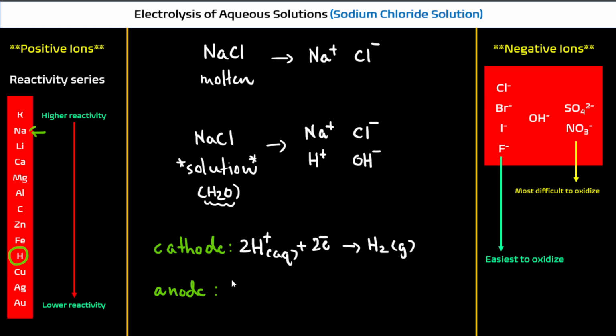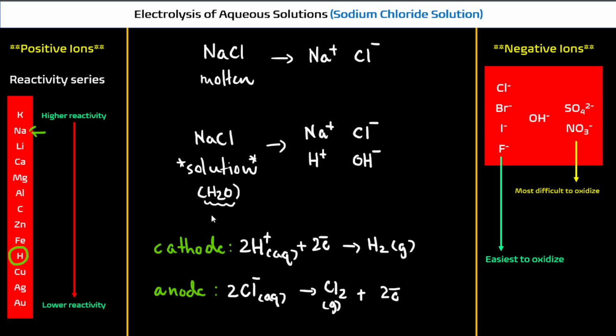this one. For the anode reaction, we are going to select Cl minus and OH minus. You should know that the halide ions are the easiest to oxidize, easier than OH minus, so Cl minus will be discharged at the anode. So the equation will look like this. And if we balance the equation, it is going to look like this.